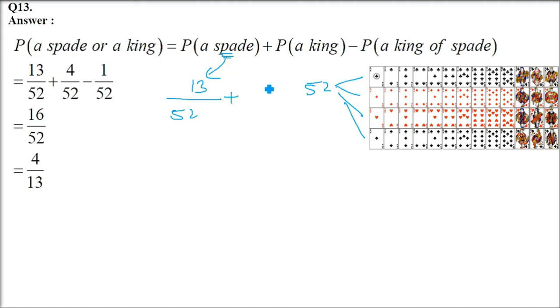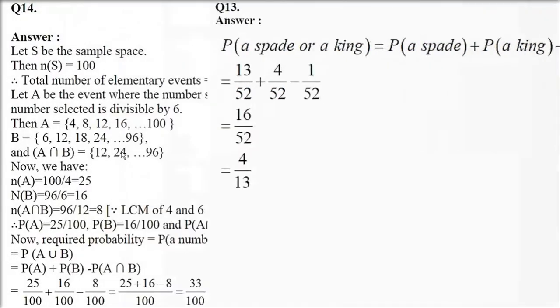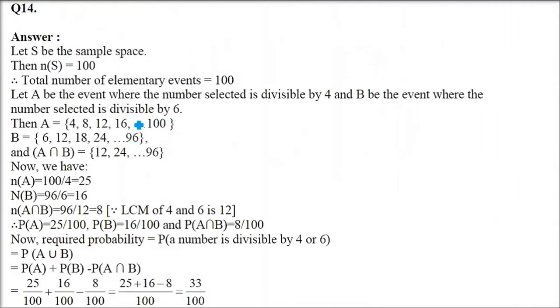Spades are 13, so 13 by 52 is the probability of getting a spade. How many kings are there? So kings are 4. In all, there are 4 kings. So getting a king is 4 by 52. Now getting a king which is a spade. In a spade we have one king only, because every suit has one king. So spade will have one king. This will be exactly the same as the previous question, 4 by 13 will come.